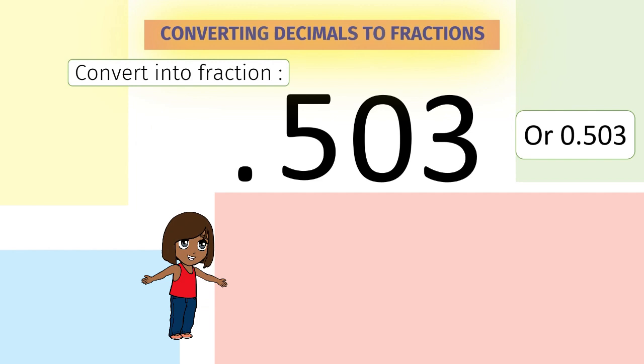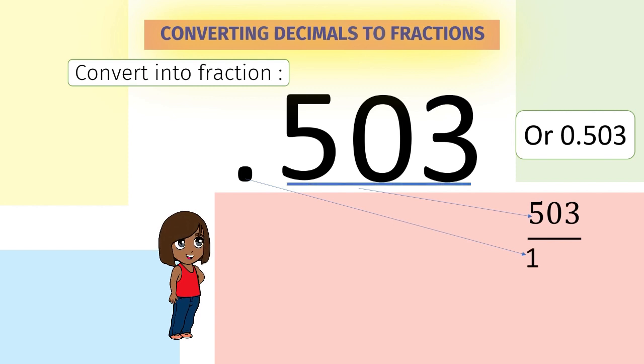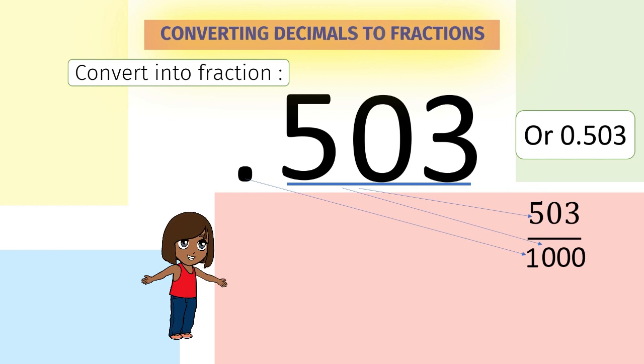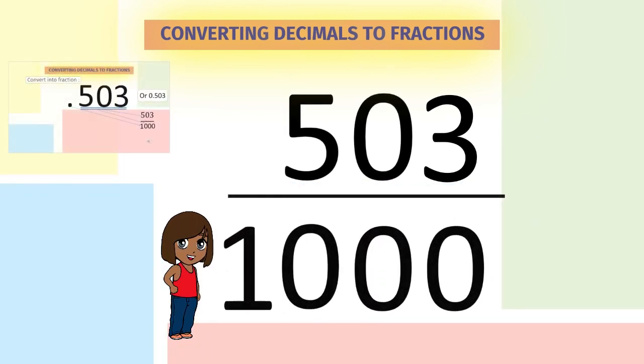Pause the video and solve for this one. Now you have had some practice. What is the answer going to be? With the decimal removed, we get the numerator 503. There are 3 digits after the decimal point. So the denominator will have 3 zeros. It will be 1000. So we have the answer as 503 by 1000.